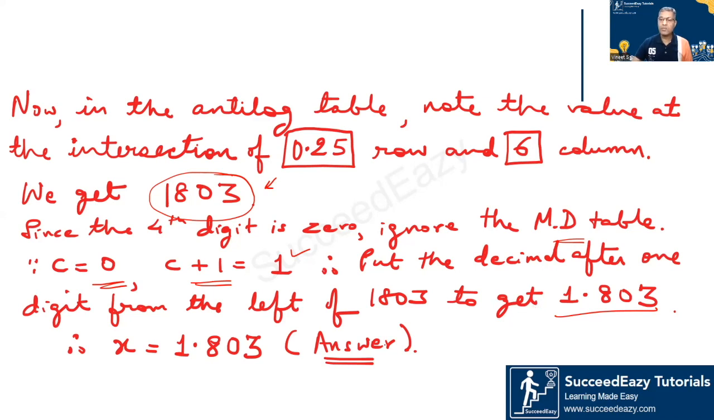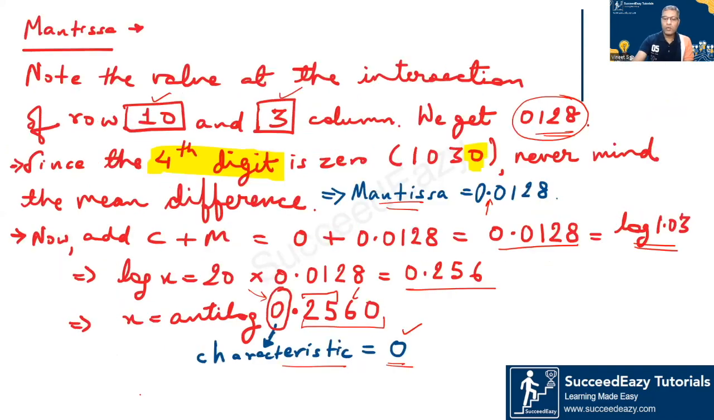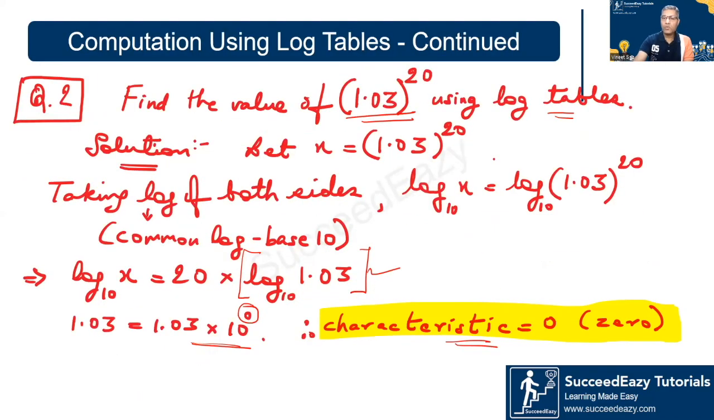Time and again, when we do that, this concept will get reinforced. So mind the process. In case you want, you can make notes so that you do not forget it, and I hope you have taken some screenshots regarding the process. So the final answer is x equals 1.803. The value was 1.03 to the power 20.